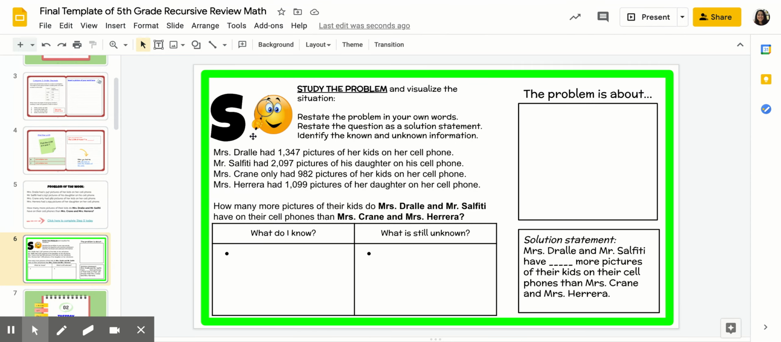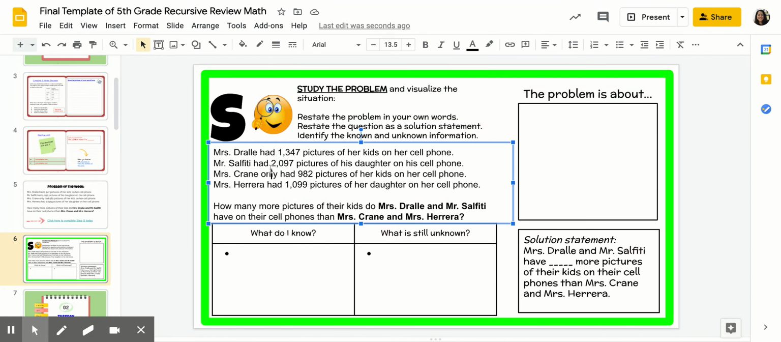So when you get to this screen, the first thing you're going to want to do is read the problem, and you'll always find the problem right here in the center of the slide. So this problem says, Mrs. Drawley had 1,347 pictures of her kids on her cell phone. Mr. Salfiti had 2,097 pictures of his daughter on his cell phone. Mrs. Crane only had 982 pictures of her kids on her cell phone.